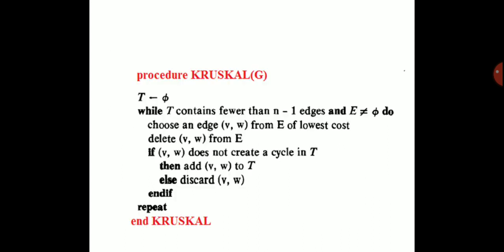Now we see the algorithm for Kruskal. T equals phi. T is called the subgraph, in other words, the spanning tree. T is the set of edges picked for constructing the spanning tree. Initially we haven't yet started constructing the spanning tree, so T remains phi, an empty set. While T contains fewer than n minus 1 edges: when a spanning tree is formed with n vertices, obviously the number of edges would be n minus 1, which we saw in the previous slide.